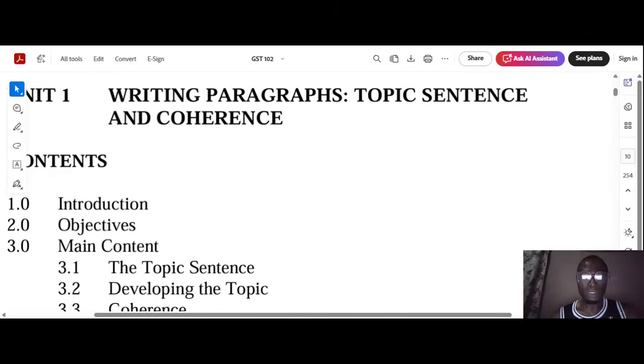So, writing paragraphs, topic sentence, and coherence. We want to look at that man called paragraph. Yes, let me use the word man now. There is a man called paragraph. And the work of that man is that when somebody wants to write some pieces of information down about something, or you want to teach people about a concept, there are quite a lot of things you need to write.